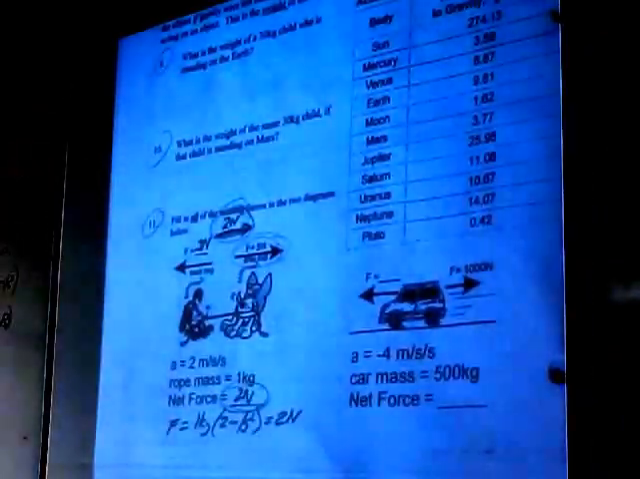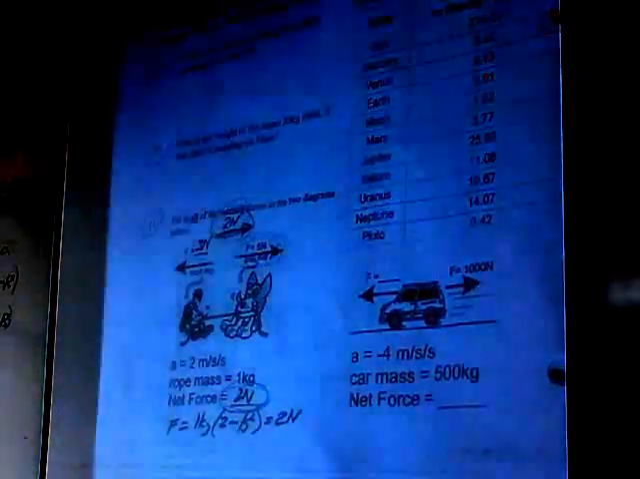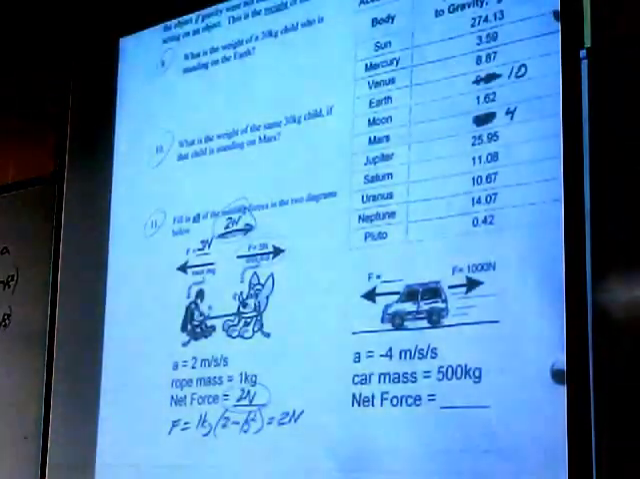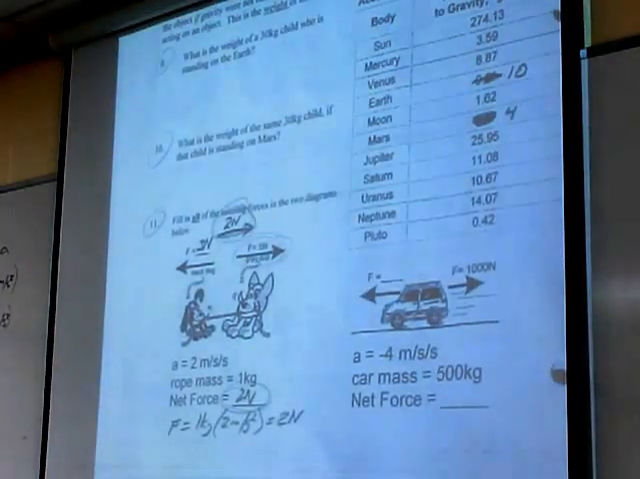Oh, and to make things easier, let's just say that the acceleration of the Earth's gravity is 10, and on Mars it's 4. If you want to use 3.77 and 9.81, go ahead. But if you don't have a calculator and you don't want to get one out, you can just use 4 and 10.